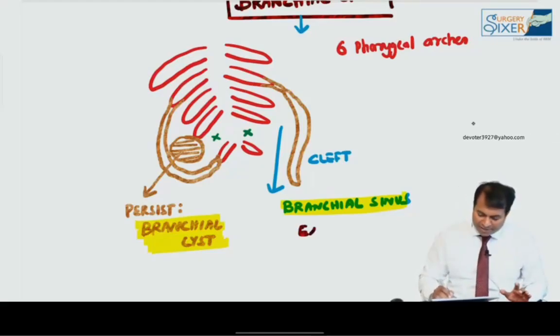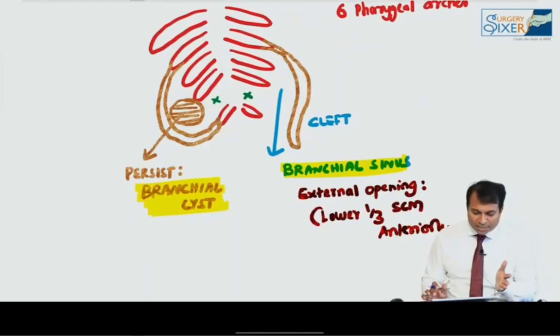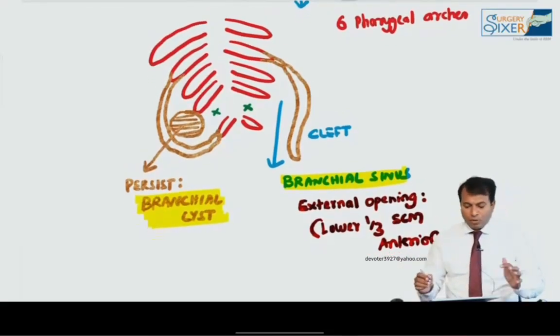The external opening, where is it seen? Can somebody tell me where is the external opening in a congenital branchial sinus? It is seen at the lower third of sternocleidomastoid, anteriorly. I will show you that image, don't worry. But please don't forget, the branchial sinus of 2nd arch has an opening in the lower third of the sternocleidomastoid. Over here there will be an opening seen. So the branchial sinus opening is seen in the lower third of sternocleidomastoid muscle.